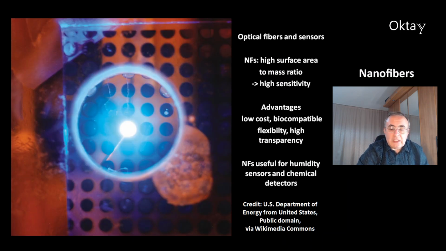There's another use for nanofibers, that's for optical fibers and sensors. Nanofibers are known for the high surface area to mass ratio. This allows a high sensitivity. The advantages are low costs, biocompatibility of nanofibers, flexibility and high transparency. And you can use nanofibers for humidity sensors and chemical detectors.